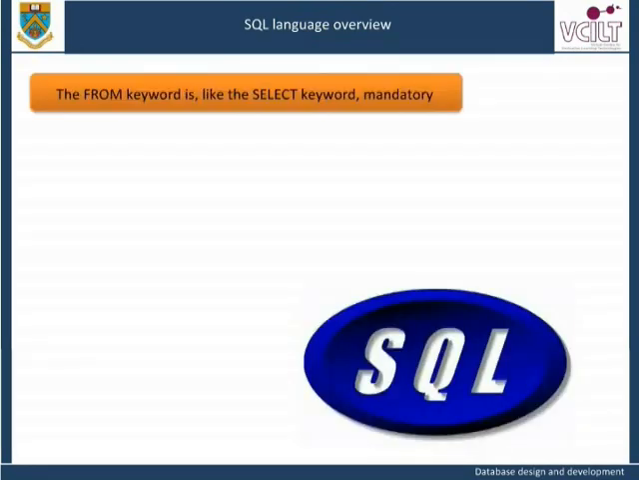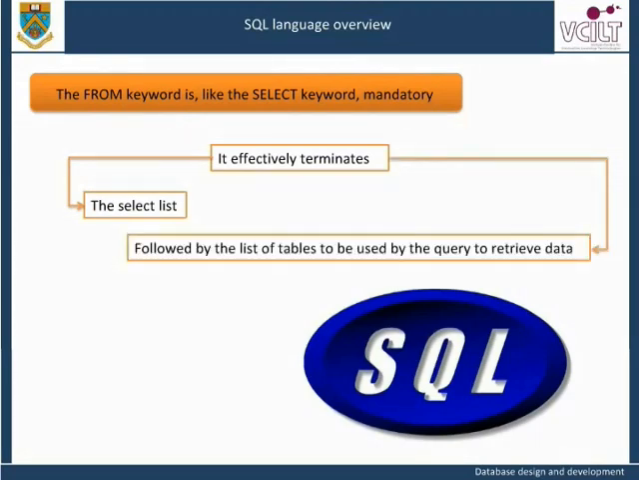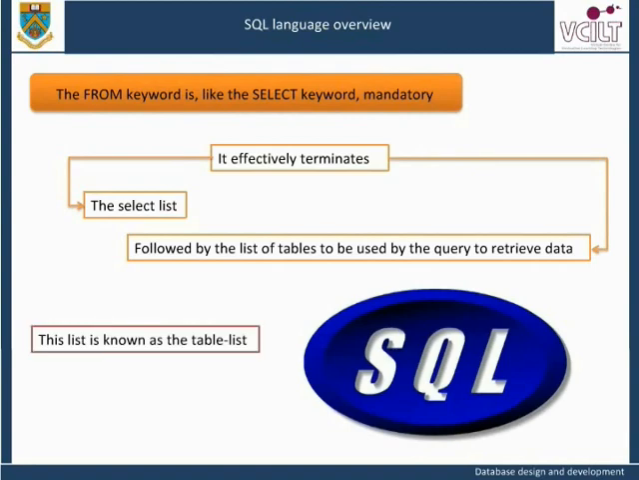The from keyword is, like the select keyword, mandatory. It effectively terminates the select list and is followed by the list of tables to be used by the query to retrieve data. This list is known as the table list. The fact that the tables need to be specified in the table list means that, in order to retrieve data in SQL, you do need to know in which table the data items are stored.